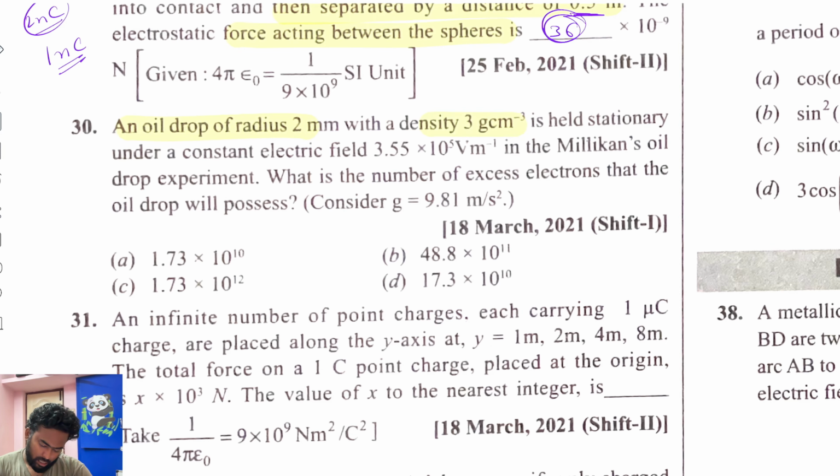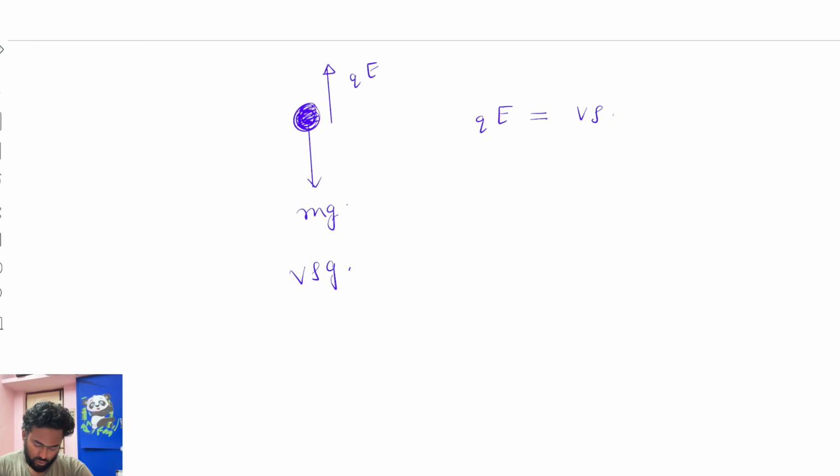Oil drop, radius and density given, stationary under a constant electrostatic force, Millikan's oil drop experiment. Number of excess electrons on that oil drop. Now I'm going to go with the concept for this oil drop experiment; the numerical value you will solve. Suppose this is the drop. So downward force will be what? mg. Mass will be given by volume into density into g, and that will be balanced by the electrostatic force QE. So in order to be in equilibrium, QE should be equal to V rho g.